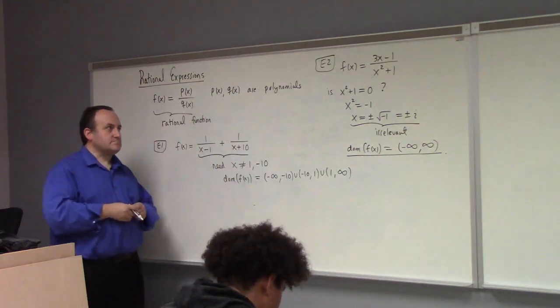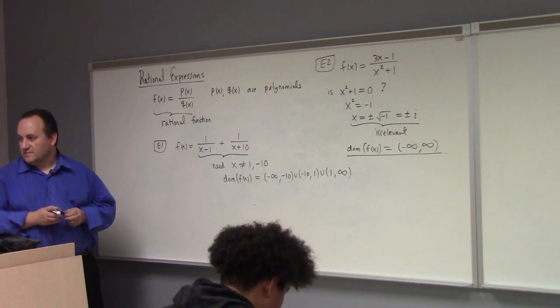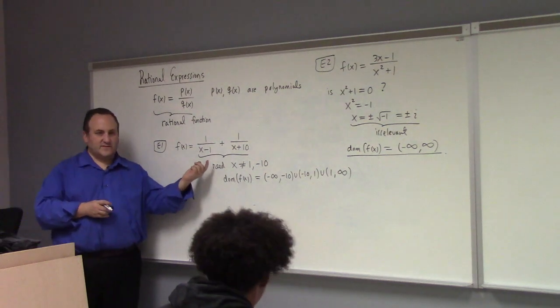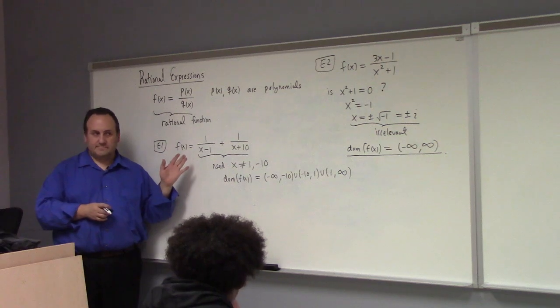Everything. How'd you get that? If there's no trouble, then the domain is all real numbers. No trouble, what do you mean by that? What is the trouble? The trouble is division by 0. Okay. That's the only trouble for us right now.